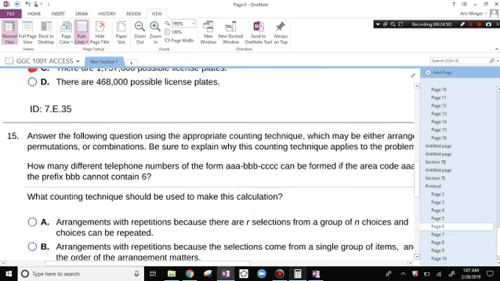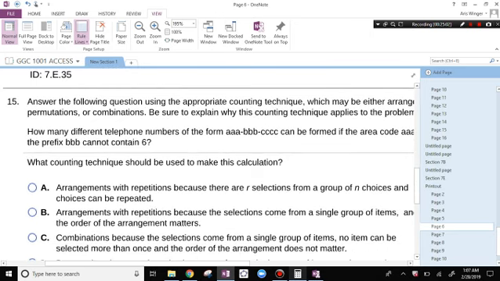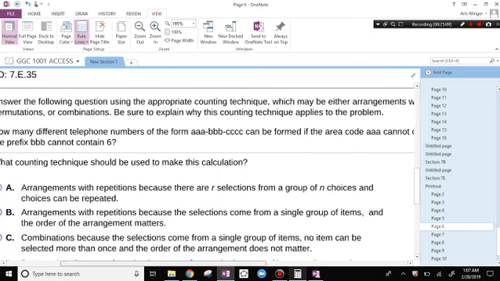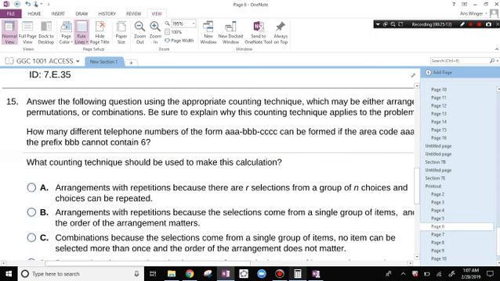Answer the following question using the appropriate technique. All right, so I've got how many different telephone numbers? Here we go. So I've got AAA, BBB, CCC. AAA can't have the number 1, and BBB can't have the number 6. So this first group can't have the number 1. So normally I would have 10 choices, but I only have 9. By the way, this is definitely arrangements with repetition, right? So choices can be repeated. But I only have 9 choices for these first 3 because they said I can't have the number 1.